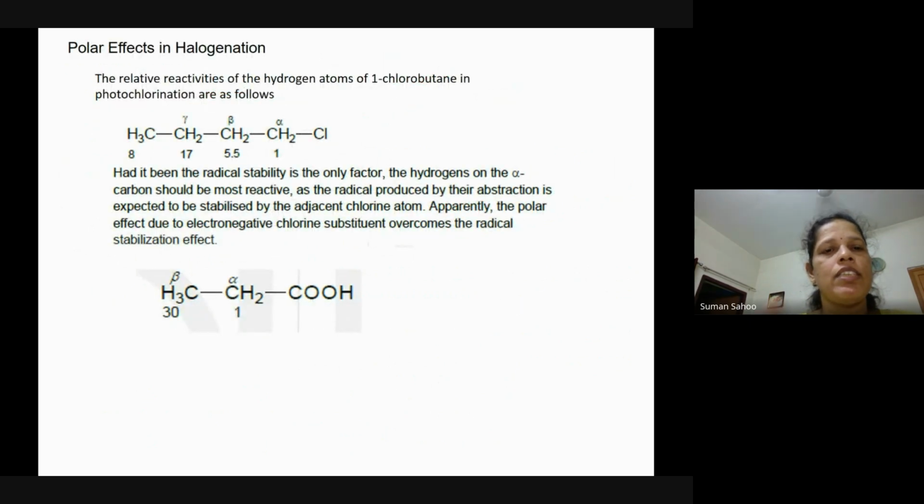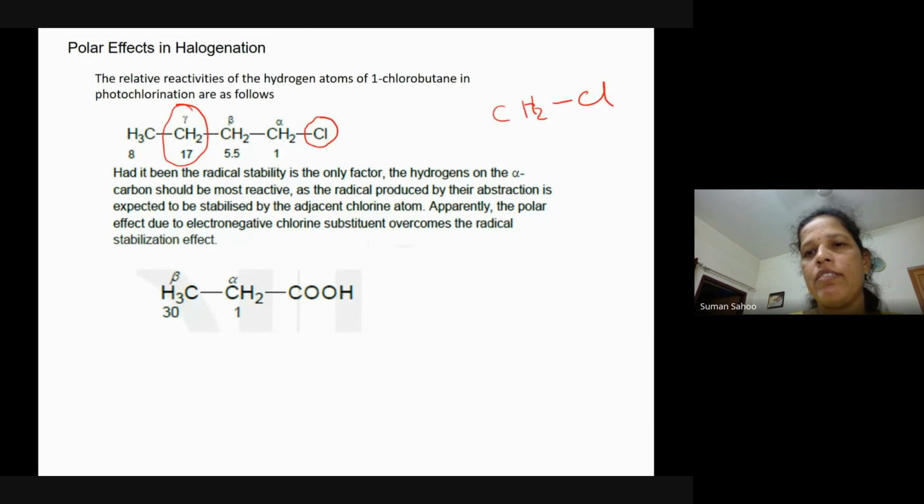Next is what are the polar effects in halogenation. Whenever we have a polar group in the substrate molecule, suppose in this case we have a polar group, that is chlorine. If you just see, we have actually three secondary hydrogens and one primary hydrogen, but still you just see the rate of reactivity is more in case of this one here.